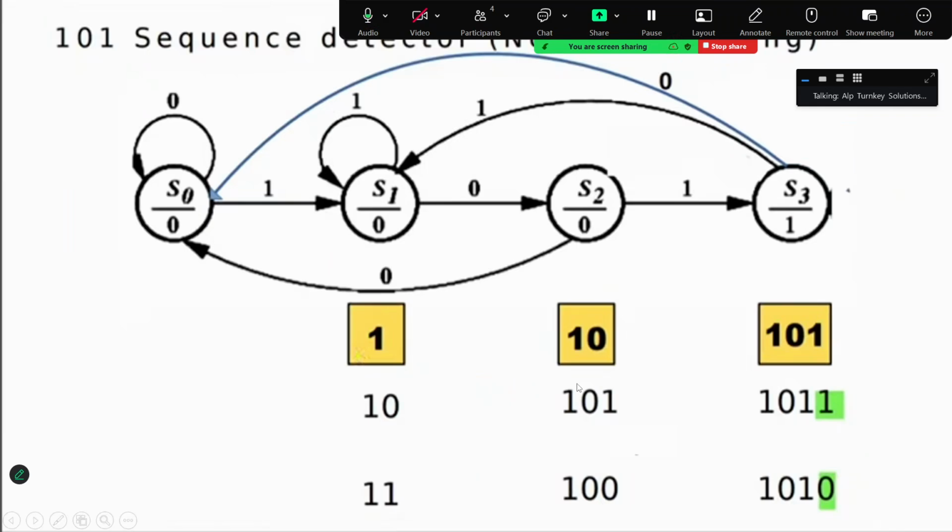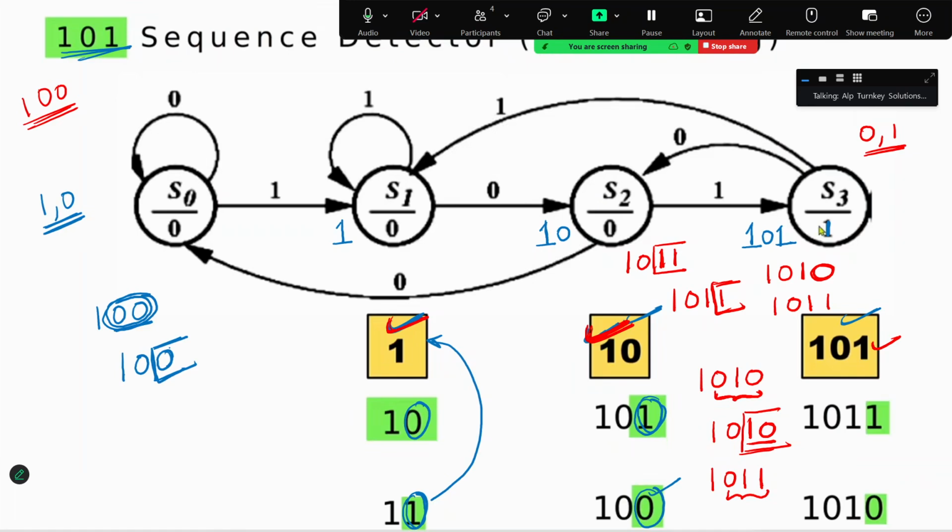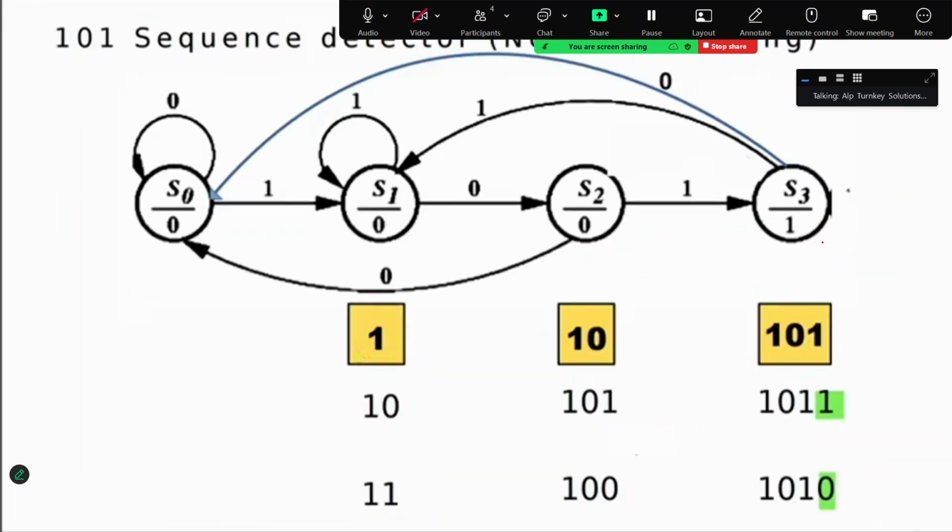Suppose it is a non-overlapping sequence. Till here all are the same, but where will the difference come? At the last bit of the sequence the difference will come. Here you got 101, and after that you can get 0 or 1. Here there is no need to check for the 3-bit or 2-bit sequence, because this is non-overlapping. Simply it will go to the initial state. For both cases it will go to the initial state.